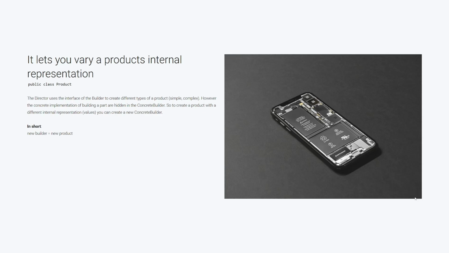You could have a phone without internet, Bluetooth, cameras and such, a simple product, or one with those features, which would be a complex product. The concrete implementation of building a part are hidden in the concrete builder. So to create a product with a different internal representation, you can create a new concrete builder. So each new builder makes a different product, but how the product is configured can differ.